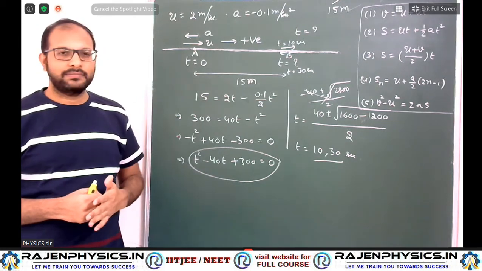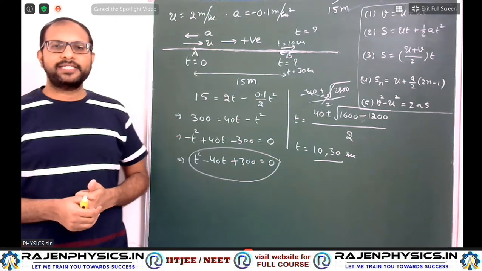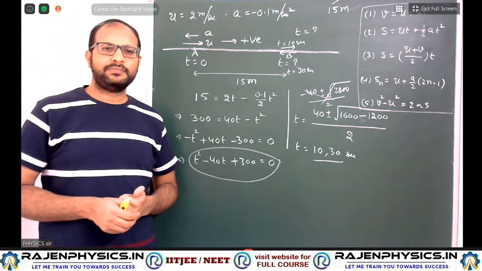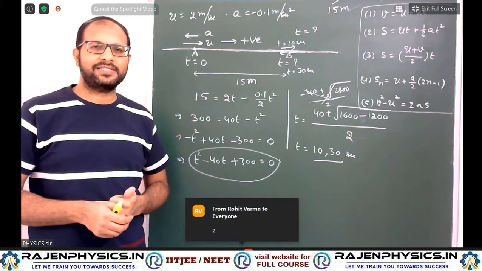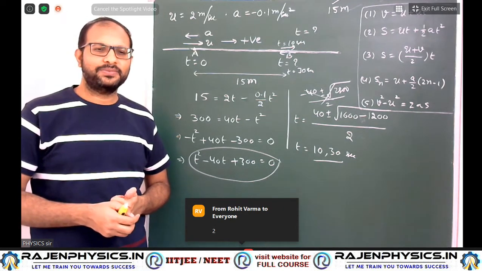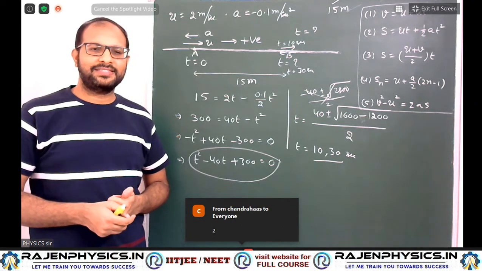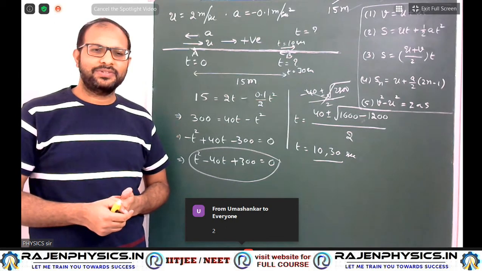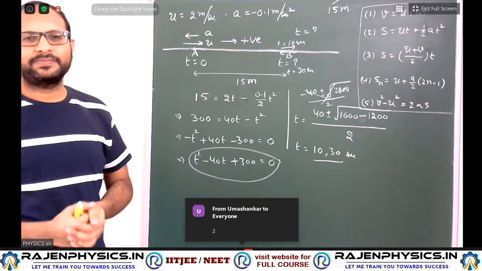Same question, but the examiner asked for the times. So students, how many answers? 1, 2 or 3, 4? How many answers? Yes, some students told 2. Any other students please? 4 answers. Yes, 2. Yes, many students opted for 2 times.